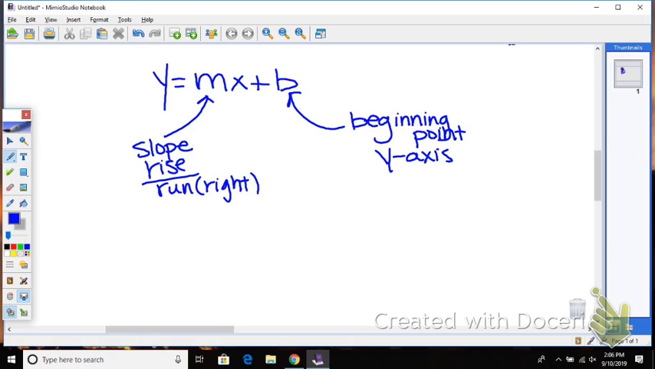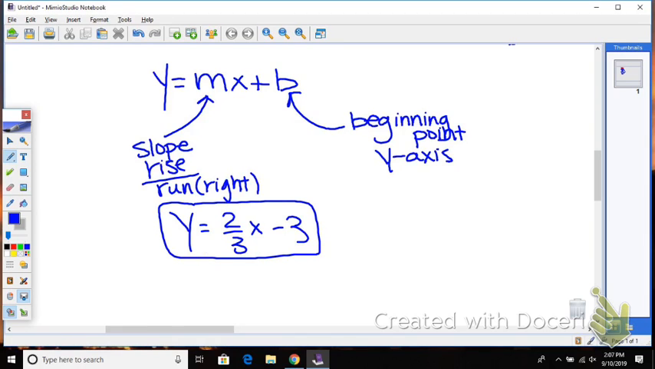So if I said, okay, you don't have to write this down if you don't want to. We're going to write an equation. The slope is going to be 2/3, so I'm going to put 2/3 in for m. And then I'm going to tell you that the y-intercept is -3. So what am I going to write next? There's your equation.